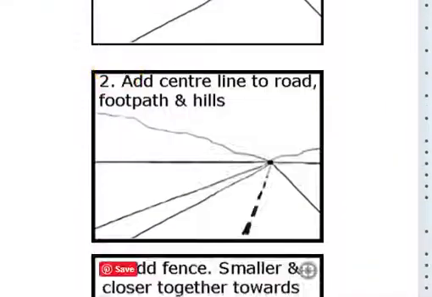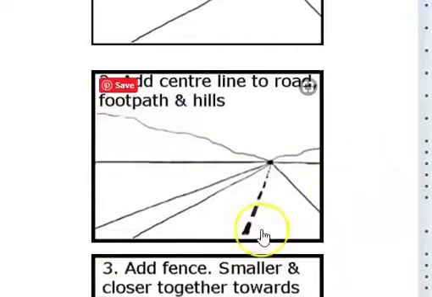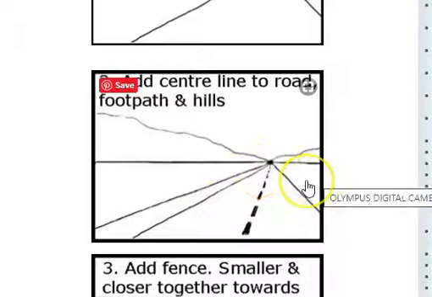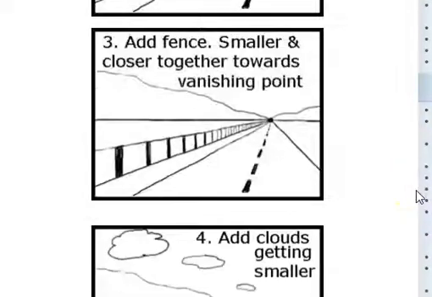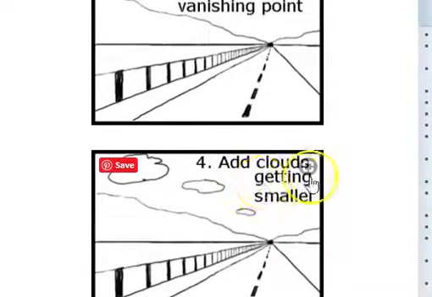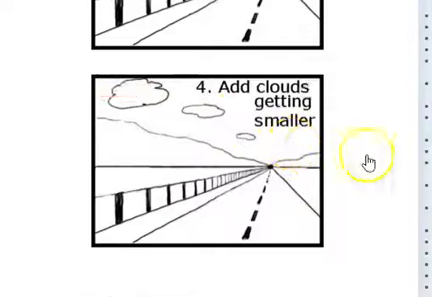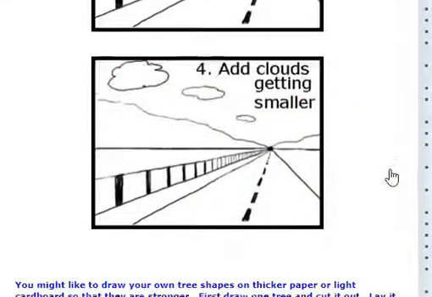You can add this stripe down the middle, you can add some hills, you can add some shoulder or footpath or whatever you want on the side of your road. You can add some fencing, whatever. Again, details are not super important. Even the clouds get smaller as they go farther back in space. Everything gets smaller as it goes away from you.